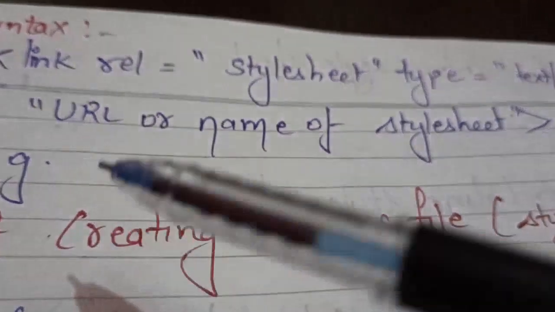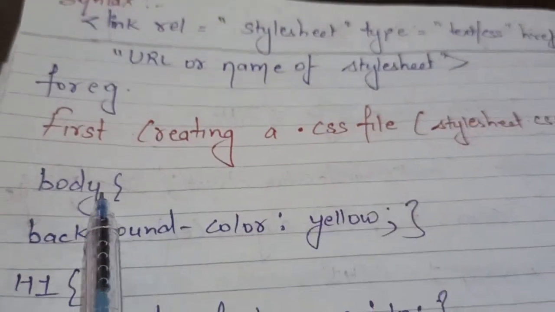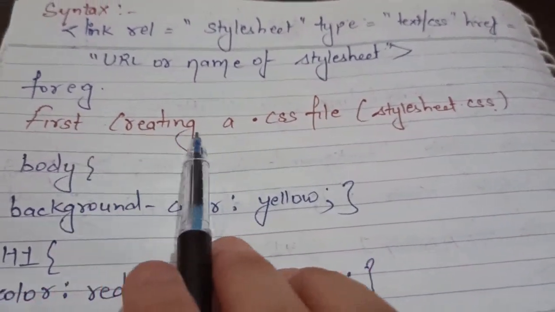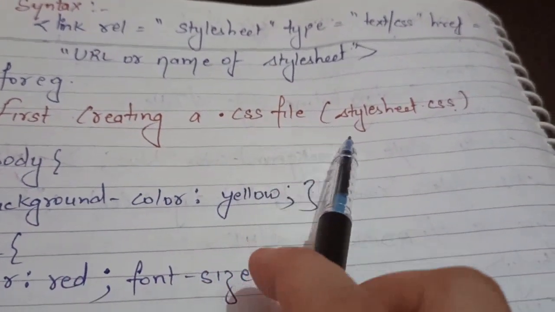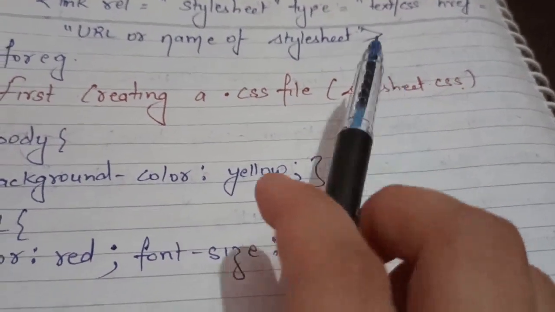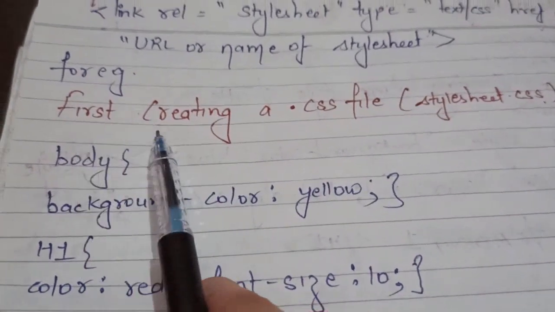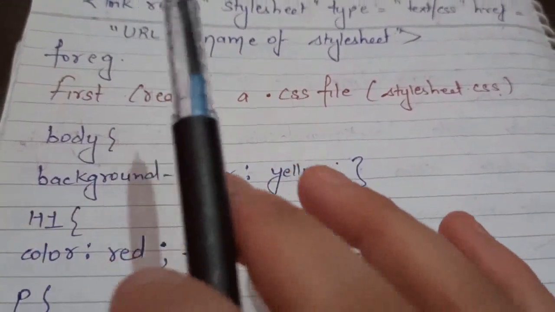I have designed one example for you. Let's check. First creating a .css file, and the name of my file is stylesheet.css. Since I am writing the program in CSS now, there is no need to write HTML. I am just creating the CSS file.